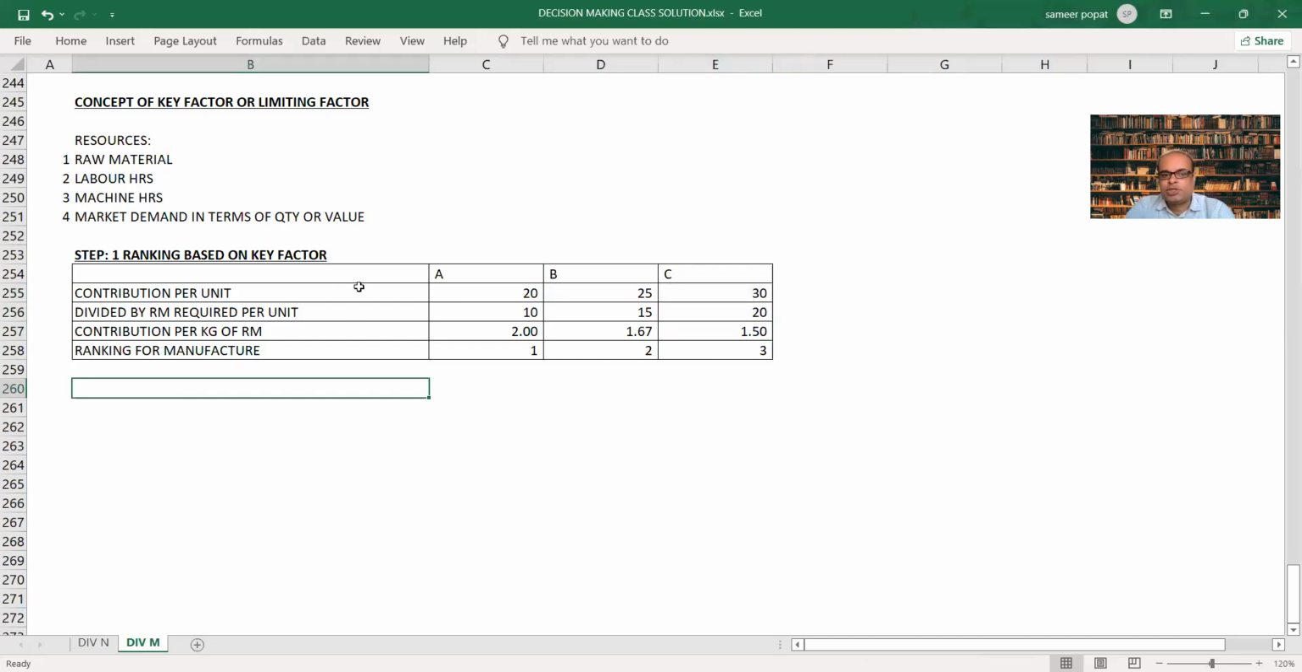Now here I have assumed the key factor to be raw material. But in all the sums, the same raw material will not be the key factor. The key factor may be either labor hours or machine hours or market demand. So on what basis are we going to give the rank? Here we have given the rank based on contribution per kg of raw material. So if a different key factor is given, what would be the base for giving the rank? Let us just understand that.